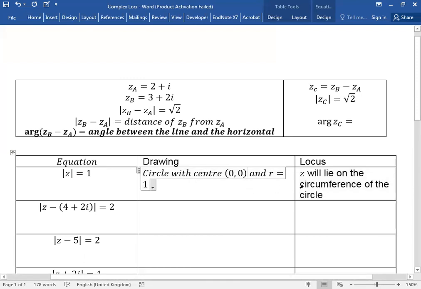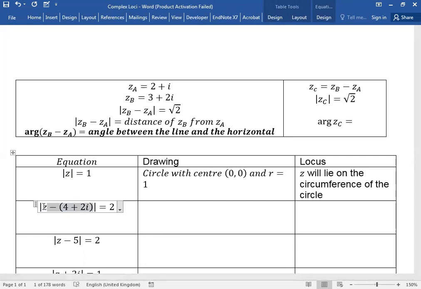And where will Z lie? Z will lie anywhere on the circumference of the circle. Why? Because the only thing we know about Z is that its distance from the origin is 1. Is this right? Similarly, if I don't know the complex number Z and I know that mod of Z minus 4 plus 2 iota is 2. Now, what is this trying to imply? It's trying to tell me that the distance of Z from 4 plus 2 iota is 2. That is all that I know about Z.